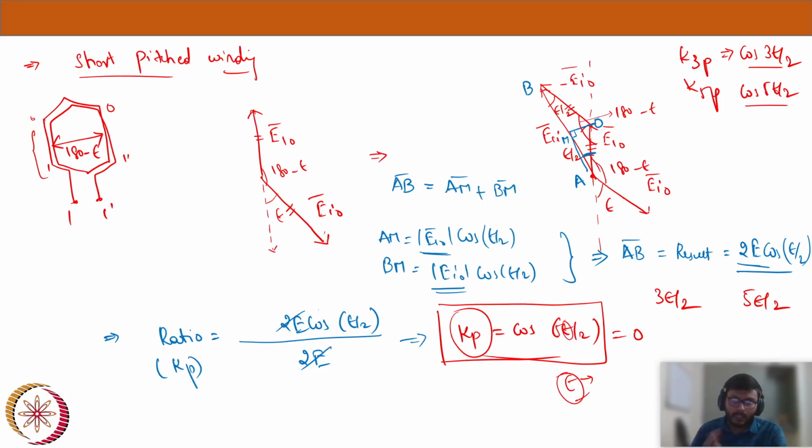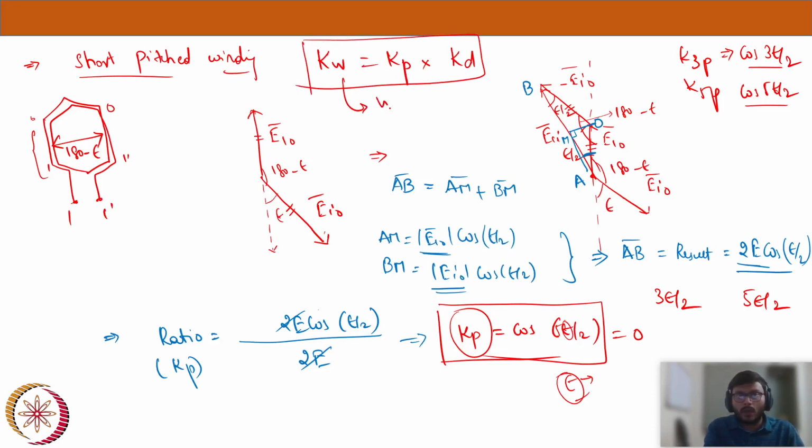And the final closing point for these factors is, now we have seen two different factors, distribution factor and pitch factor. Now in AC machines, these two ratios, Kp and Kd, if the windings are distributed and short pitched, the voltages will be reduced by a factor which is nothing but the multiplication of these two factors, which I will call the winding factor, that is the multiplication of Kp and Kd. So this is what we call, sorry, winding factor, Kw.